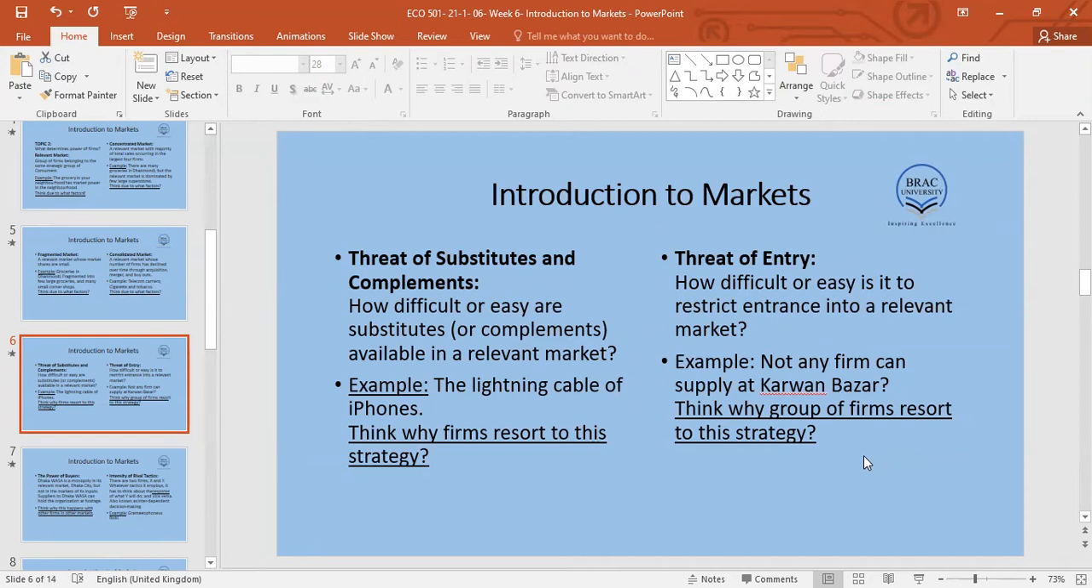So over there, what Pepsi has successfully done is team up with Pizza Hut, and they said, okay, you supply only our drinks and nobody else's. So this is how you are restricting entrance into a market, by restricting availability of substitutes and also availability of complements.